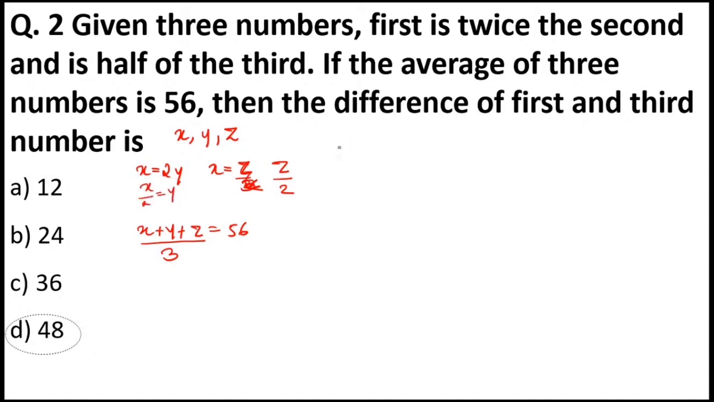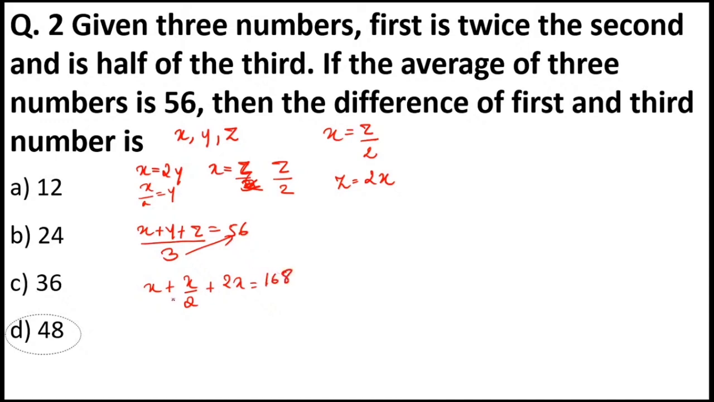The same way, X is equal to Z upon 2. So we can also write Z equals 2 into X. So we'll convert it in X. So X plus X upon 2 plus 2X will give you what? I will take 3 this side. In mathematics, whenever you take a number at the bottom to the other side, if the equals to sign is there, these numbers get multiplied. So 3 into 56 is 168.